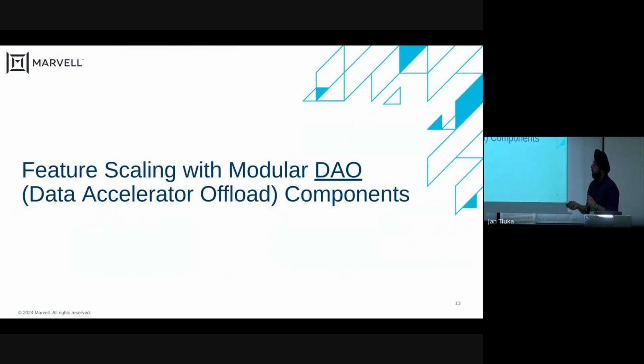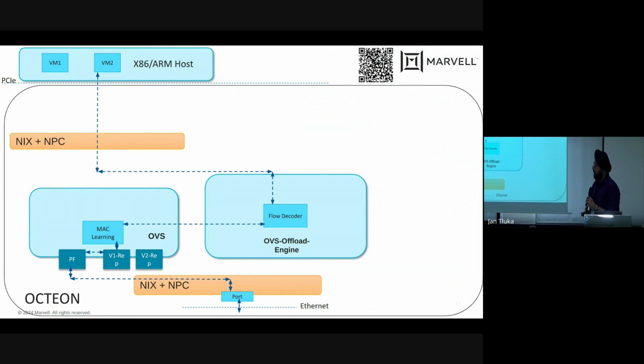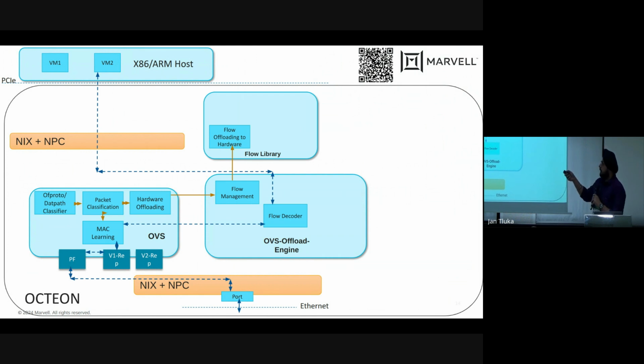Feature scaling with the modular DAO. I'll talk about DAO in a moment. Building up from the last slide, we have OVS and the OVS offload engine, where the exception path is taken care of by OVS. Once the packets have been classified, the flow rule is prepared. The flow information is communicated to the OVS offload engine, so that the flow management unit, which is part of the OVS offload engine, is connected to a flow library.